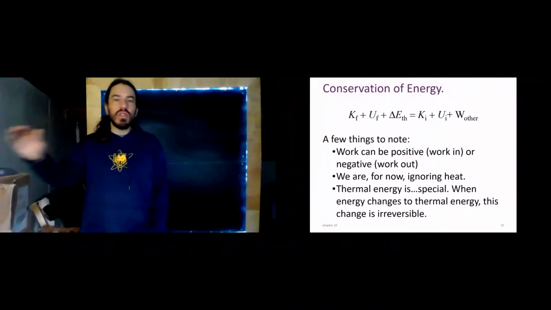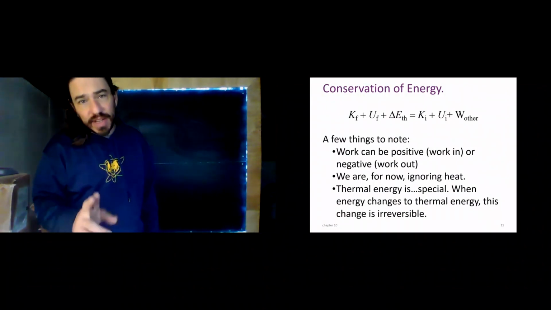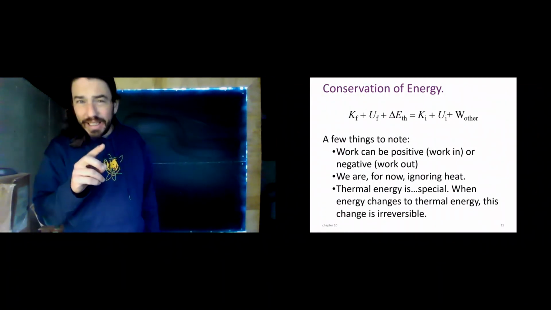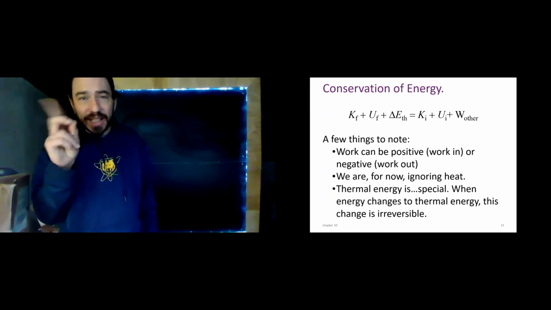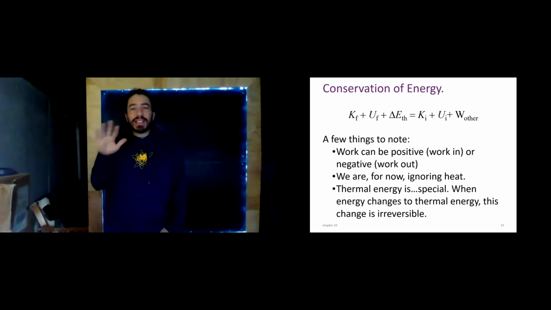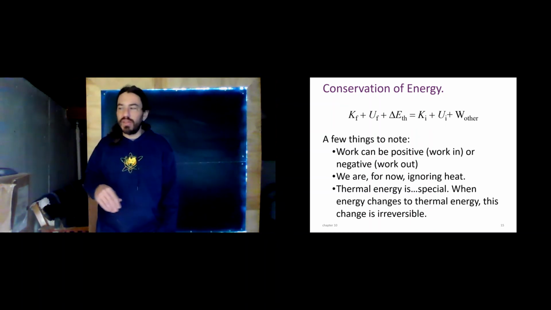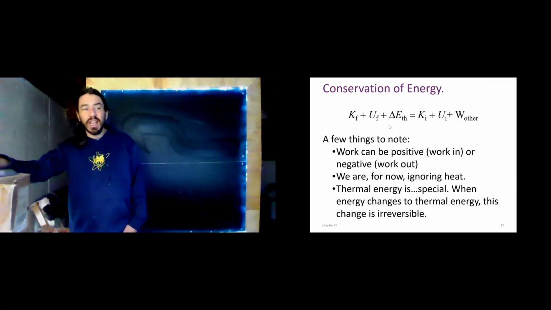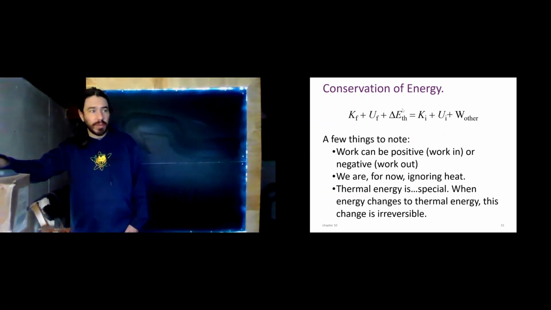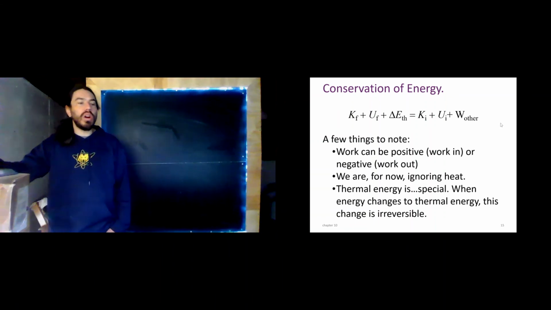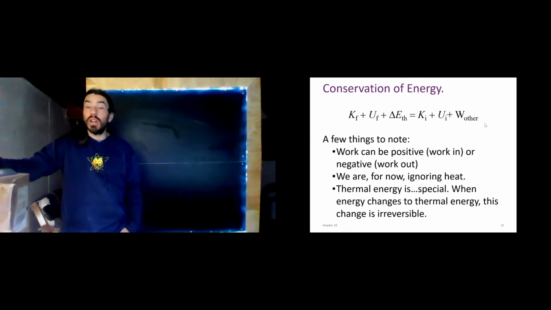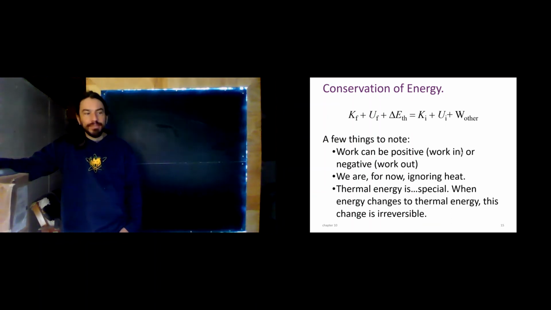Pretty cool idea. So if we were to write an equation for the conservation of energy, again, without including heat, because it's such a big topic and we're kicking that down the road to chapter 11, right? So neglecting heat transfers of energy by heat. If we were to write an equation for the conservation of energy, it ends up looking like this. And again, energy is not a vector, so there's no directions to worry about here. A few things to note. This work other can be either positive or negative. So we can either add energy to the system or take energy out of the system with work. And again, for now, we're ignoring heat. And thermal energy is special. We'll talk a bit more about that.